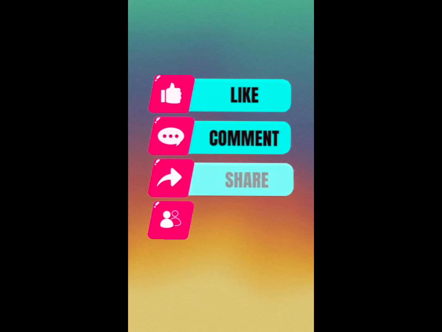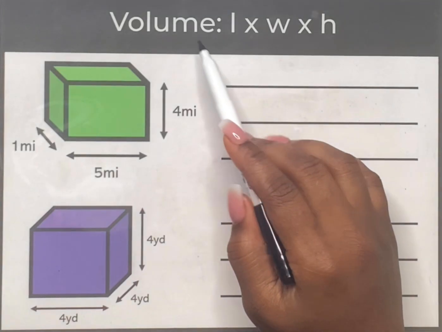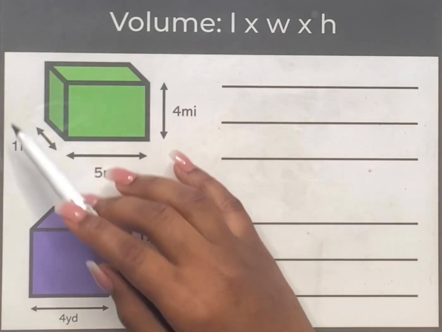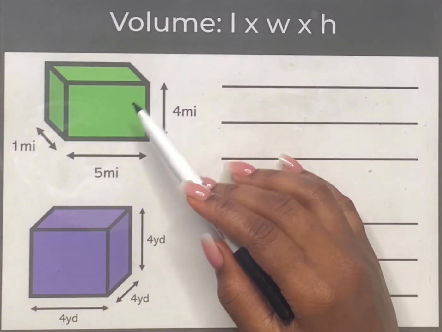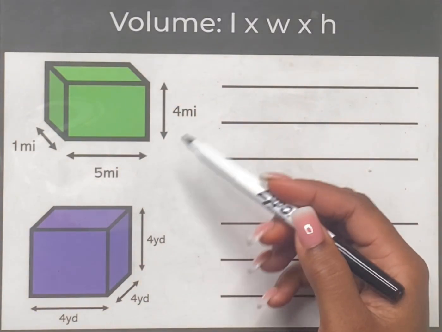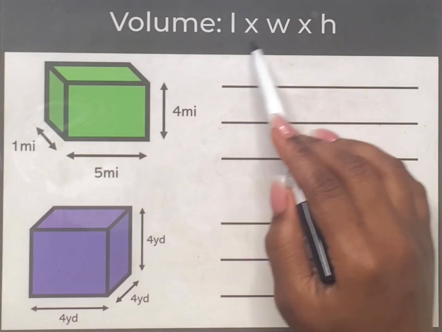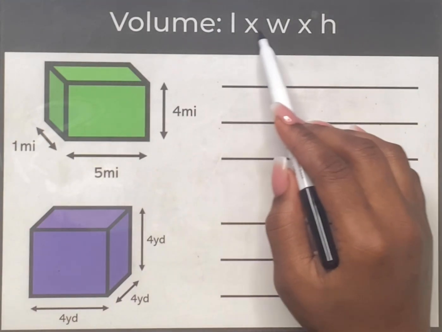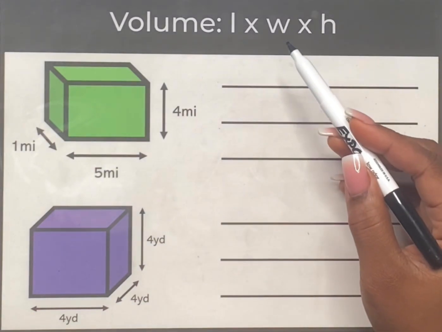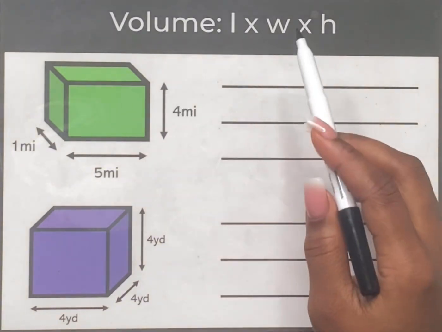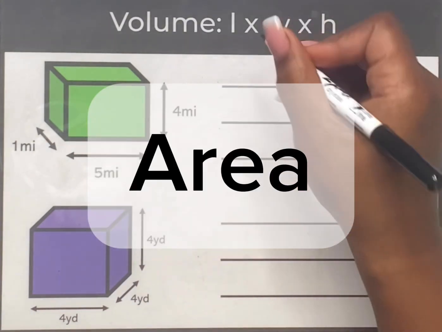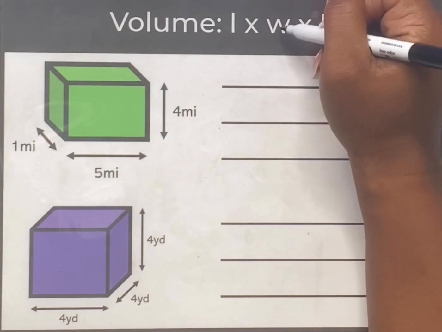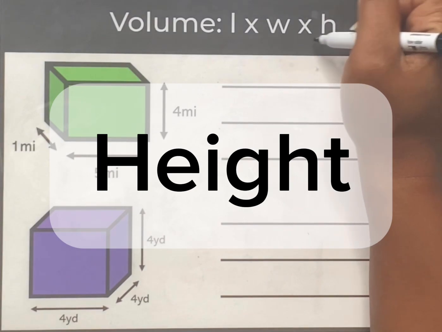Let's get started. The volume formula that we're going to use is length times width times height. Rectangular prisms, just like cubes, are three-dimensional. These are our three dimensions: the length, the width, and the height. Remember that length times width also is something that you learned before, and that's known as your area. Remember, length times width is the area, and then you multiply by the height.